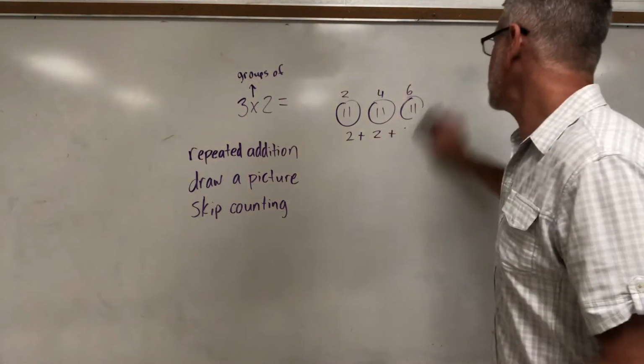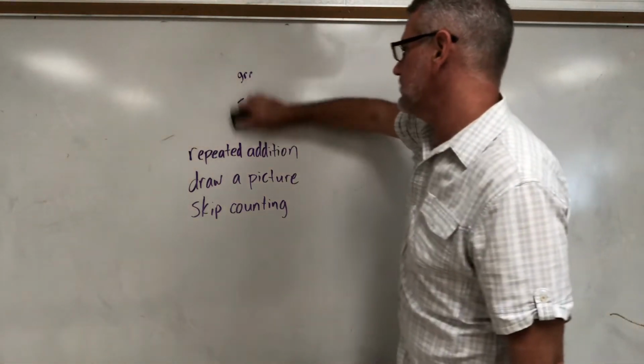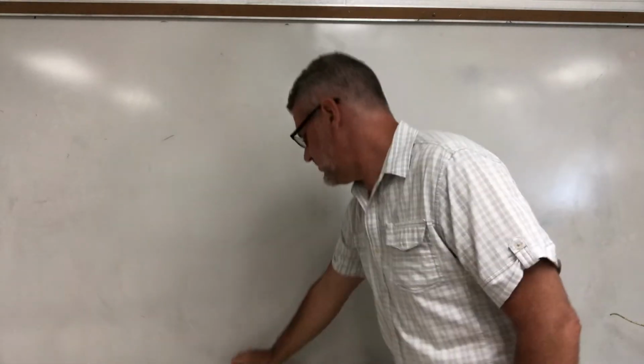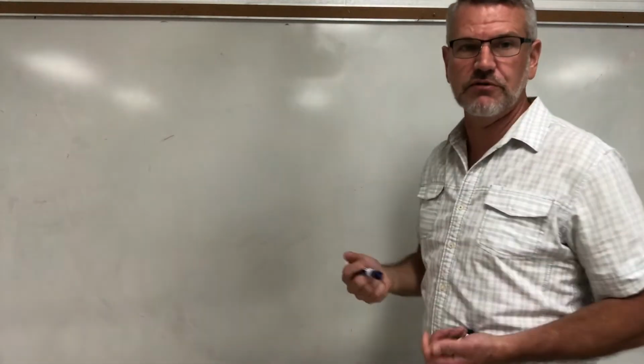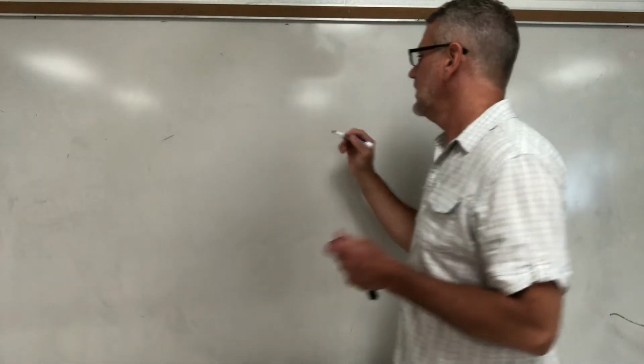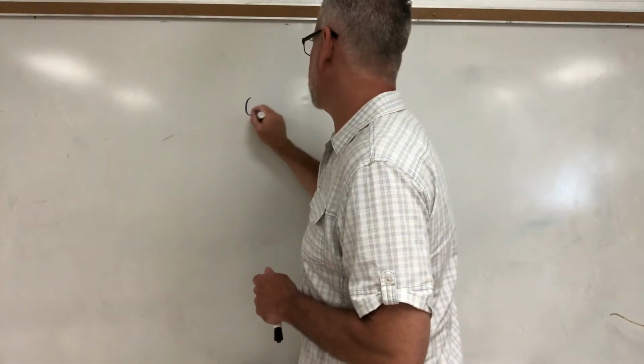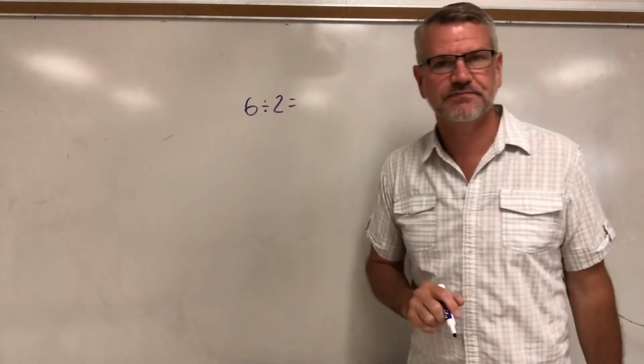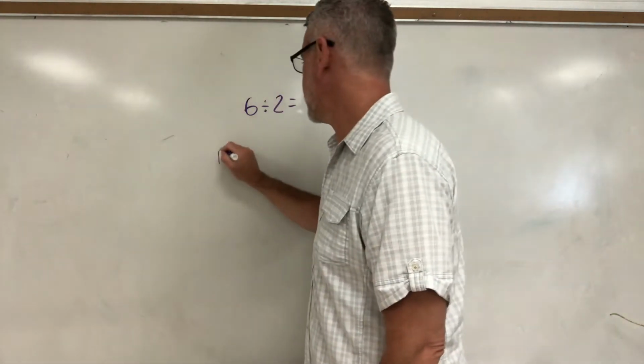Now let's look at division. Division was the opposite of multiplication. And so with division, instead of repeated addition, we're going to do repeated subtraction. We learned that. Let's take that same problem. 6 divided by 2 equals. So we can use repeated subtraction.